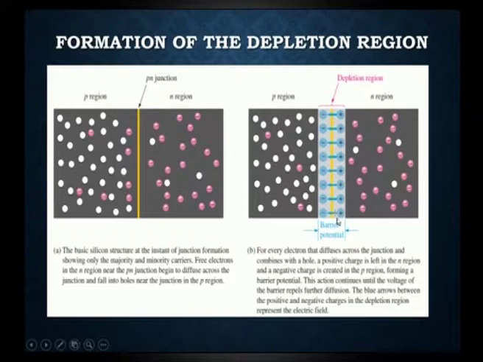So, this atom, that is a positive donor atom present in the n region, and the negative acceptor atom present in the p region, will form a few more layers like this, and it will increase in such a way that no more electrons and holes will cross the p-n junction. At that time the p-n junction is called depleted, and the area is called the depletion region.